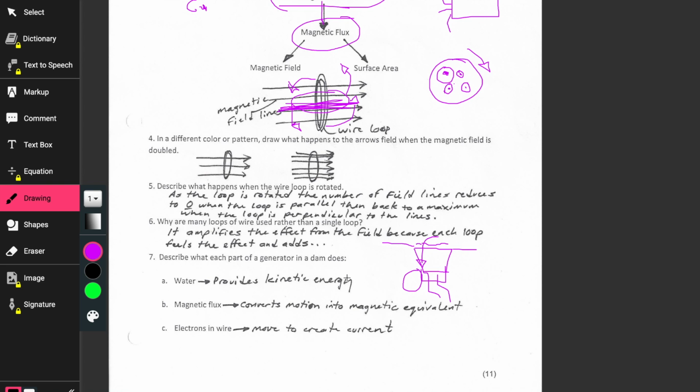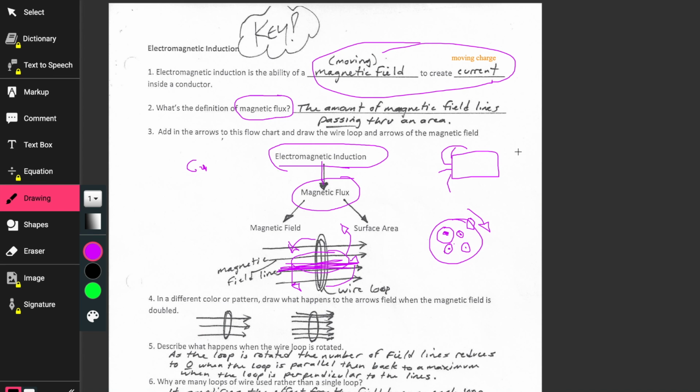So kinetic energy is the energy of a moving particle. Now we have a moving magnetic field, and then this causes electrons in the wire to move, and these moving electrons are called current, which is called electricity. So water goes over the water wheel, the wheel turns a thing, this thing turns in the magnetic field, this magnetic field causes the electrons in the wire, there's a magnetic force on the electrons, and it causes the electrons to move, and we have electricity.